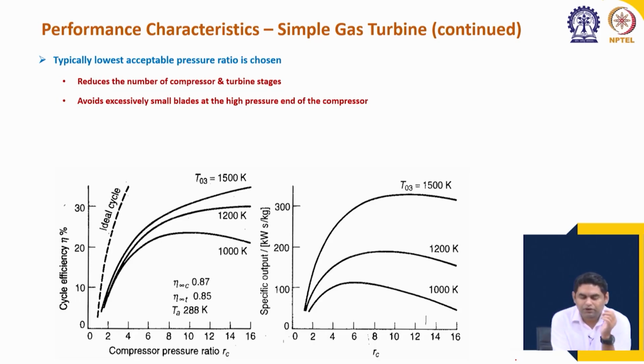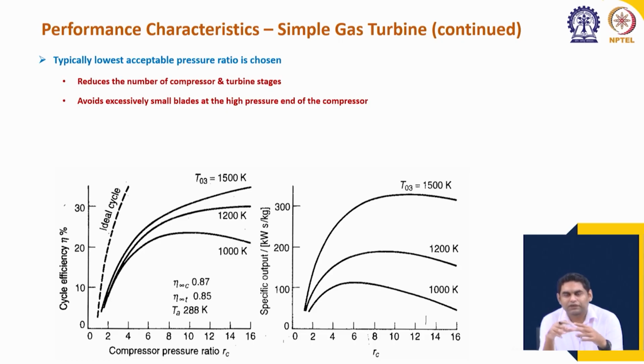The second point is that if the pressure ratio is too large, then in the compressor the density keeps on increasing and the specific volume keeps on decreasing significantly with increase in pressure. So, towards the end of the high pressure stages, the specific volume of the compressed air is very small.